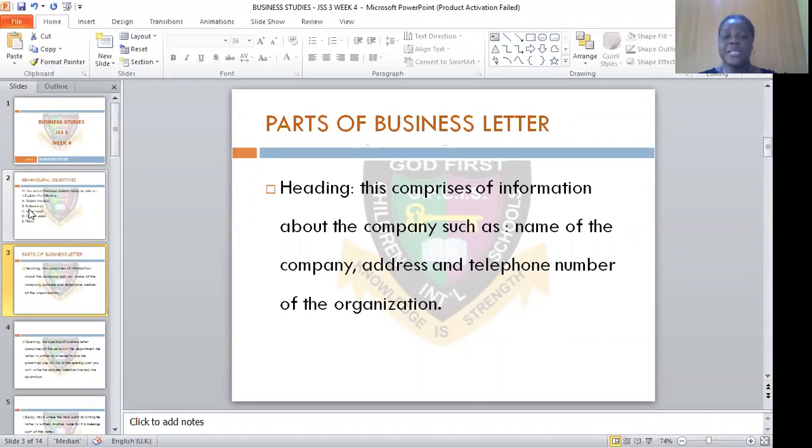Heading has to do with the information about the company. What are these information we're talking about? They are the name of the company, the address that the company operates from, the telephone number that you can use to reach the organization whenever you need to make an inquiry or if you have information for them. Those are the things that are in the heading part of the business letter.